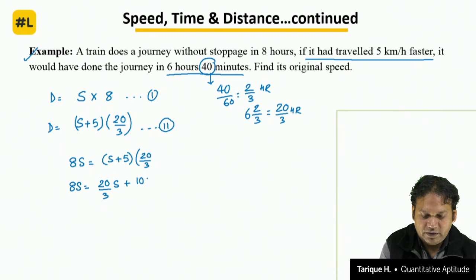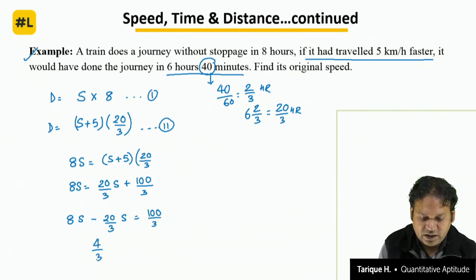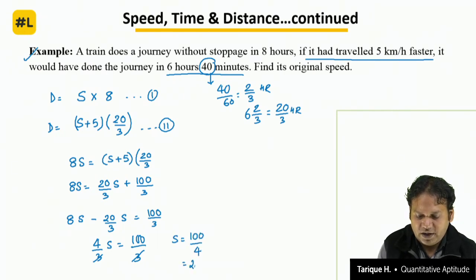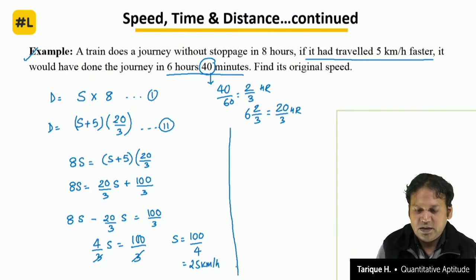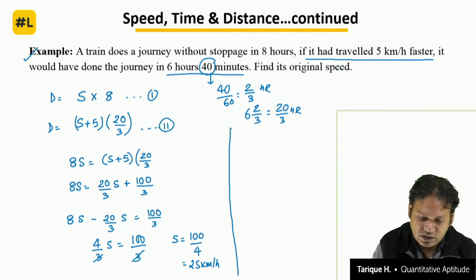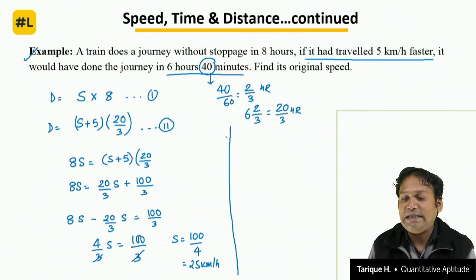plus 100 by 3, or we can say 8s minus 20 by 3 s is equal to 100 by 3. (24s minus 20s) by 3, that is 4 by 3 s, is equal to 100 by 3. 3 gets cancelled, s becomes equal to 100 by 4, that is equal to 25 kilometers per hour. But this is not the best way of solving the question, right. So what we do is understand and solve this question by the increase decrease concept.